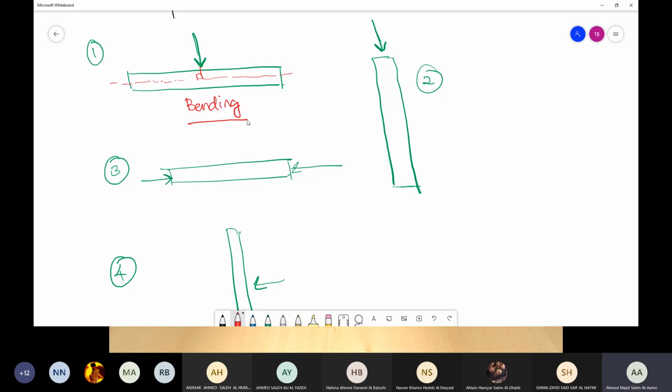Now, scenario number 2, this is your major axis. Now, your load is not acting perpendicular; your load is acting parallel, or on the same line as the major axis. We call it buckling. In bending, there is an action of tension and compression together. For buckling, the first action that happens is compression, and after compression we have buckling.